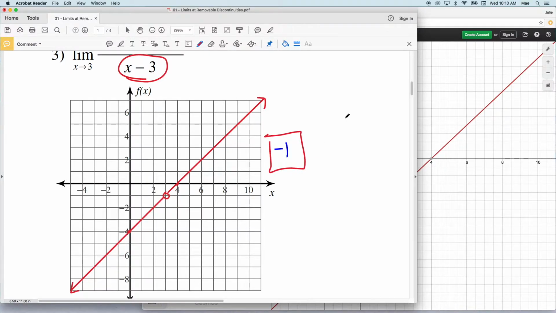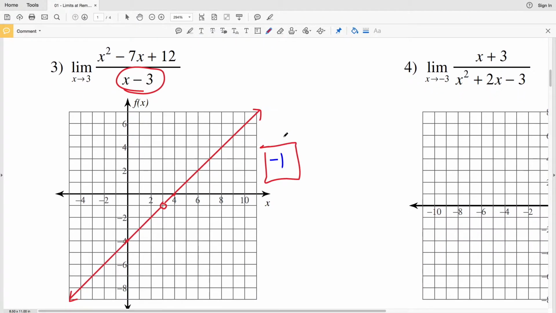Now I want to show you one more way that we can calculate this limit, and that's by replacing the limit with an equivalent limit that can be evaluated. And there's 2 separate ways you can do that. One, you can factor and cancel out, in other words, factoring and simplifying, or the second way is to use conjugates. So in number 3, we can factor and simplify.